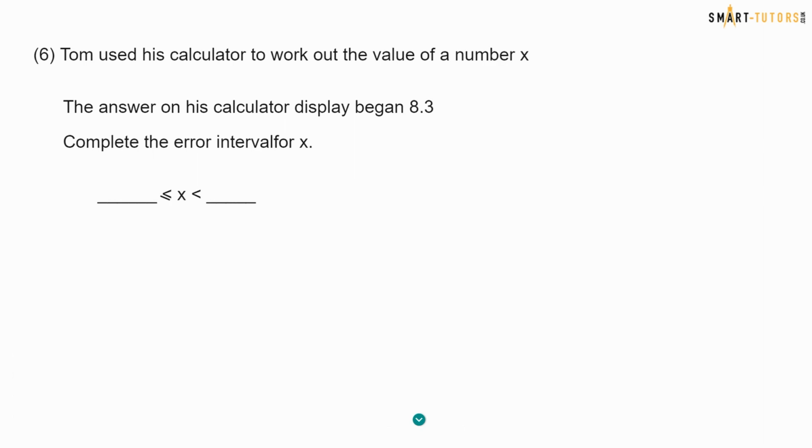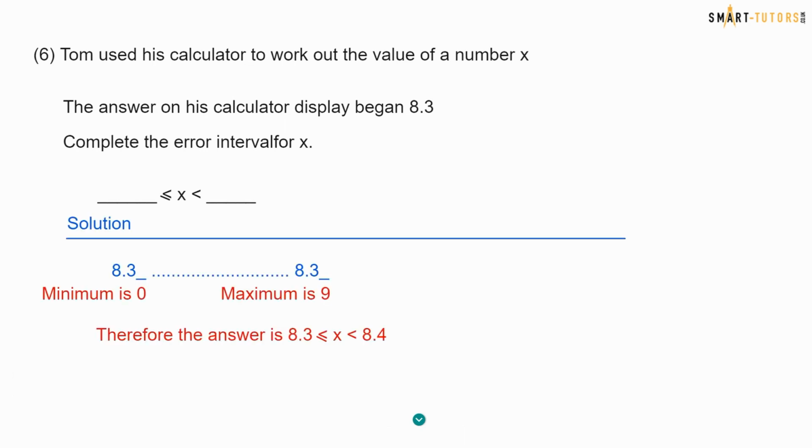You need to understand that topic to answer this question. Let's look at the solution for that. So 8.3, what could be the minimum? Minimum could be the 0, right? So it can't be less than that. So 8.30 is the minimum.